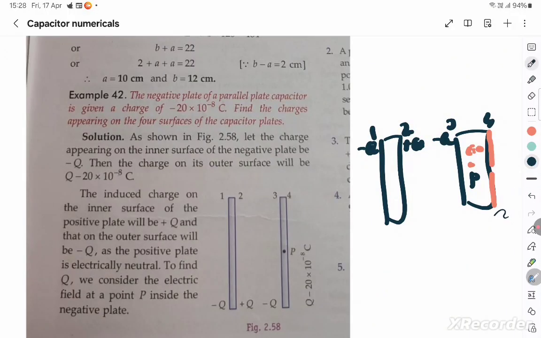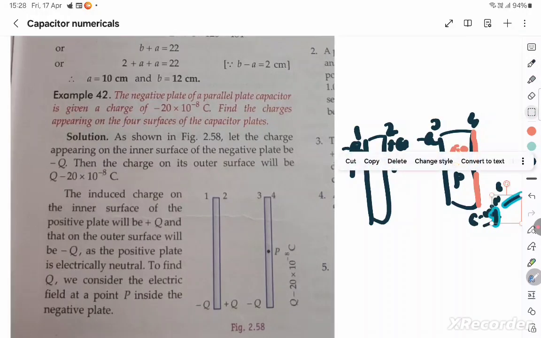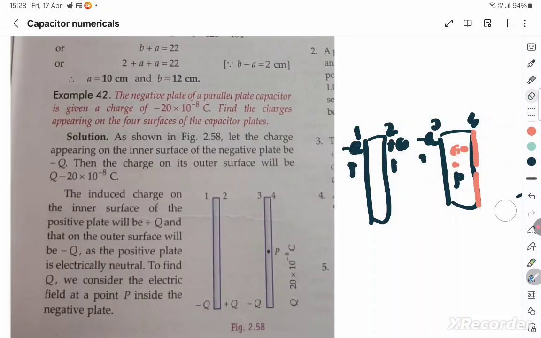So if you consider this as Q minus 20 into 10 to the power minus 6, you add all the charges, this charge and this charge and this charge, everything cancels out, the plus Q, and you'll be left with minus 20 into 10 to the power minus 6. So you understand that. And so the fourth plate, in order for it to get a minus 20, has to be Q minus 20 into 10 to the power minus 6. That should be the value here.